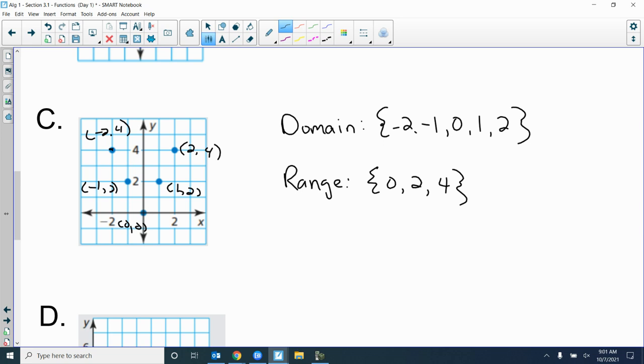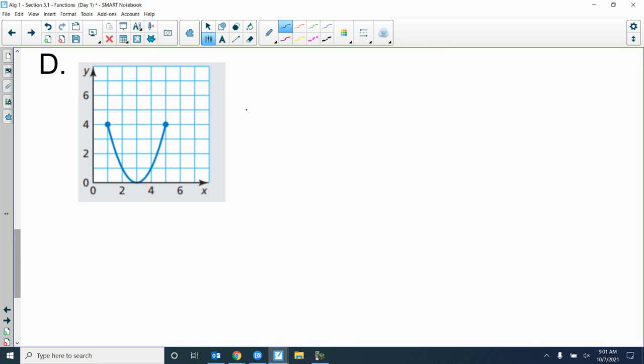Passes the vertical line test. It's okay that the ranges repeat. That's okay. You don't see any two domains. Now D, this is a continuous graph. You're going to have to use that less than or equal to notation. You cannot list individual points.